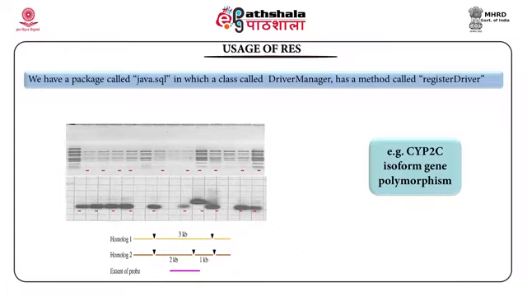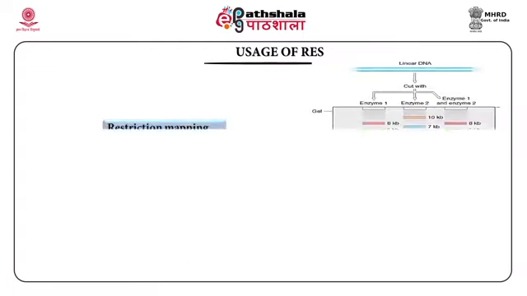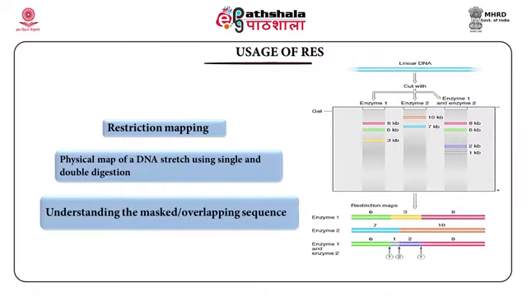So the third usage of the restriction endonuclease is restriction mapping. Suppose we have a very big chunk of DNA, let's say 30 kilobase pair DNA, and if I have only one restriction enzyme, we can go for cleavage, and the cleavage can give 2 or 3 different fragments. Like you can see in the right-hand panel, enzyme 1 has given 6, 3 and 8 kilobase pair fragments, while enzyme 2, the restriction enzyme 2, has given 7 and 10 kilobase pair fragments. But what is in between?